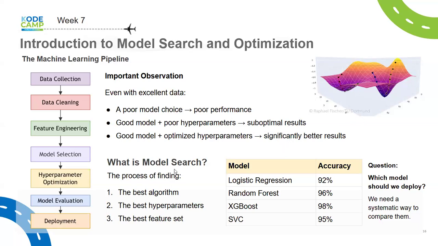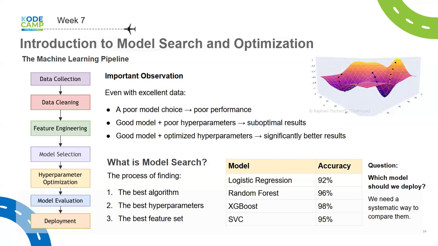Model search is the process of finding, one, the best algorithm. Am I using logistic regression or random forest? Am I using XGBoost or support vector classifier, support vector machines, or any of a whole bunch? Because there's a whole lot of different approaches that you could use, the question is, which of them am I using? And then after you have selected that, the next thing in model search is, what are the best hyperparameters that I can use to train this model to get the best outcome? So that also means you will do some work as well.